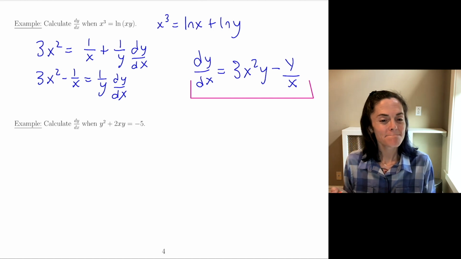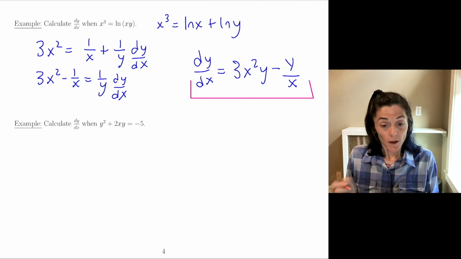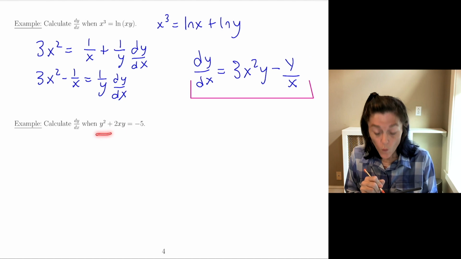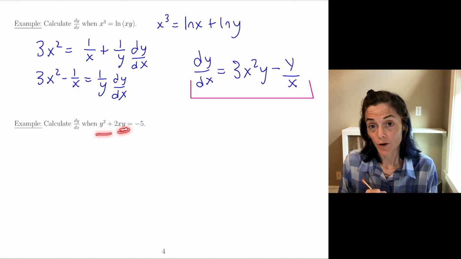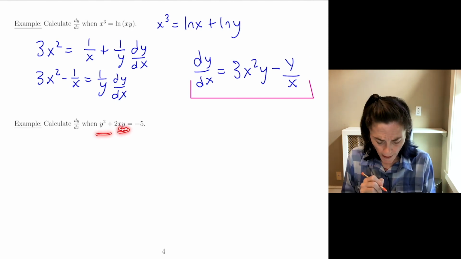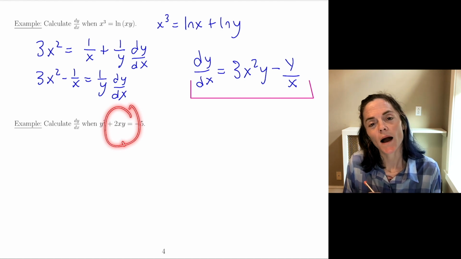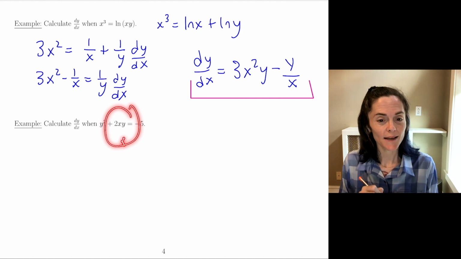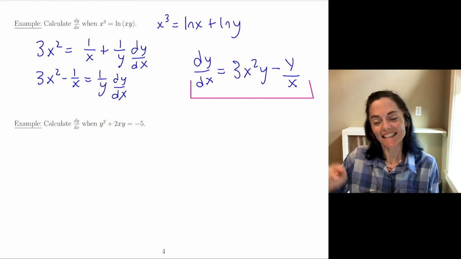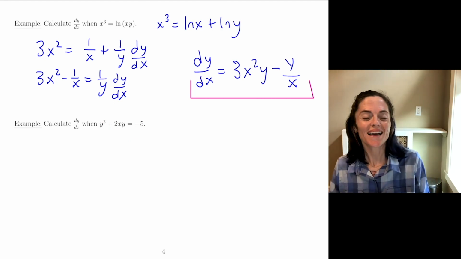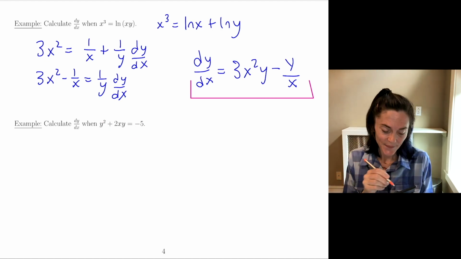Next one. Careful here, I have a y appearing in more than one term. Moreover, when I go to differentiate 2xy, this is really product rule. I have a product of two functions, x times y. So let's get started.